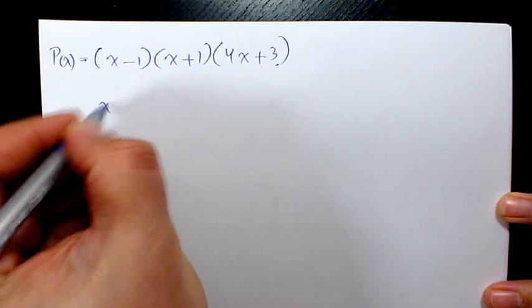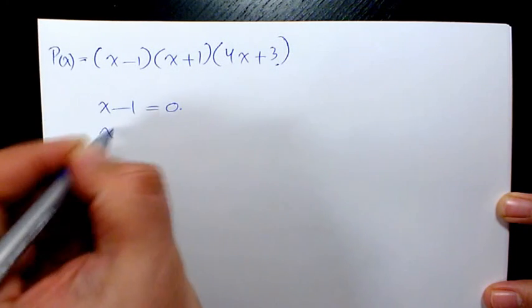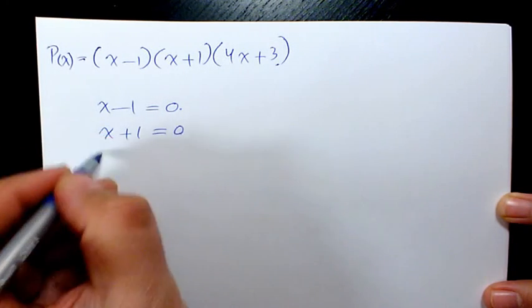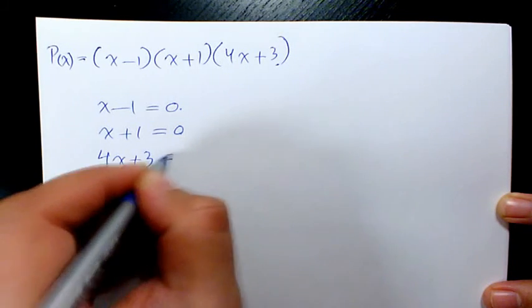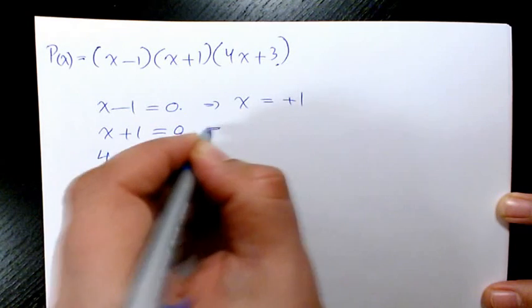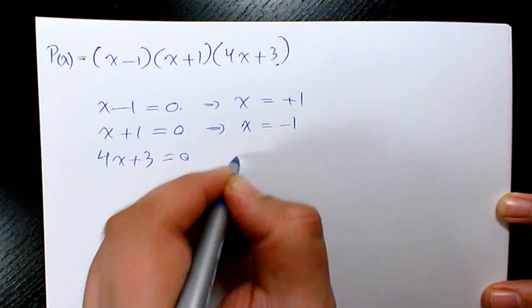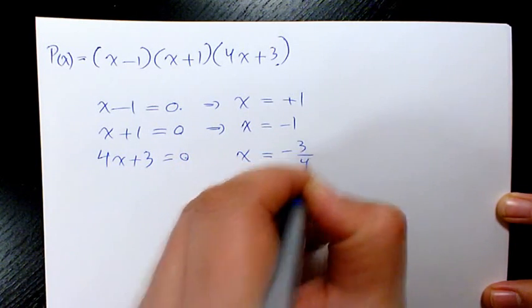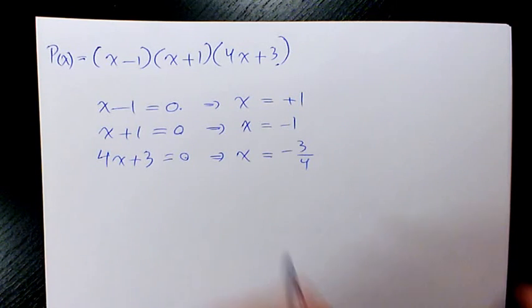What are the zeros? x minus 1 equals 0, x plus 1 equals 0, 4x plus 3 equals 0, which is going to be x equals positive 1, x equals negative 1, x equals negative 3 over 4. That's going to be the 3 zeros of this polynomial.